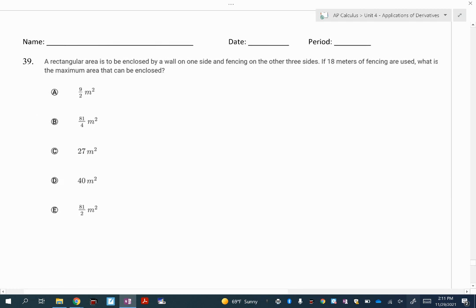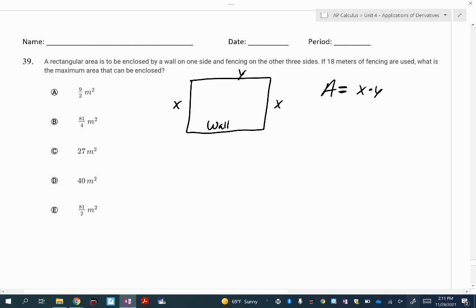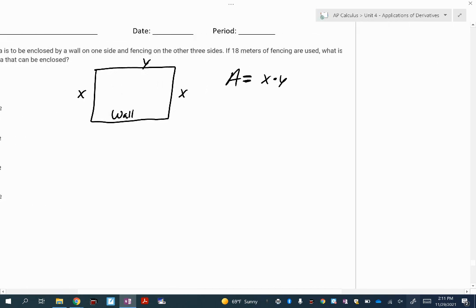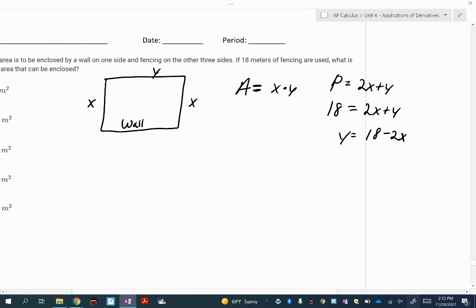So we have our area. Remember, this is the wall, so it's just x, x, and y. So the area is x times y, but I don't want to differentiate yet because I have two unknown variables on the right-hand side, x and y. But we have the perimeter is 2x plus y, and that means we can only have 18 meters of fencing. So y is the same as 18 minus 2x. So I'm going to replace my y with 18 minus 2x. Distribute 18x minus 2x squared.